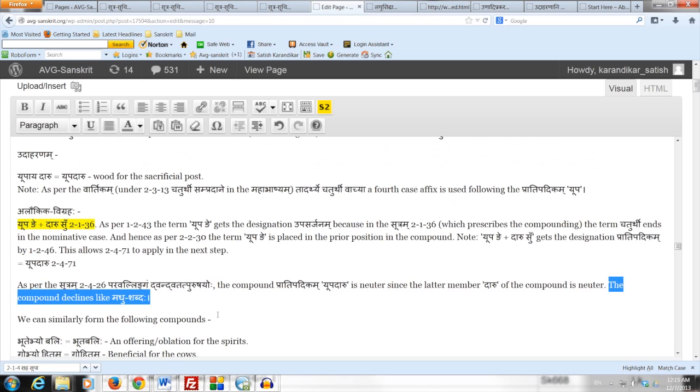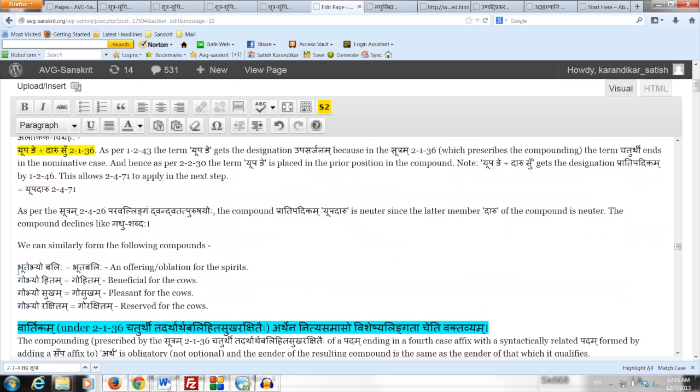We can similarly form the following compounds: Bhutebhyo Balihi, Bhuta Balihi, an offering, an oblation for the spirits. Gobhyo Hitam, Go Hitam, beneficial for the cows. Gobhyo Sukham, Go Sukham, pleasant for the cows. Gobhyo Rakshitam, Go Rakshitam, reserved for the cows.